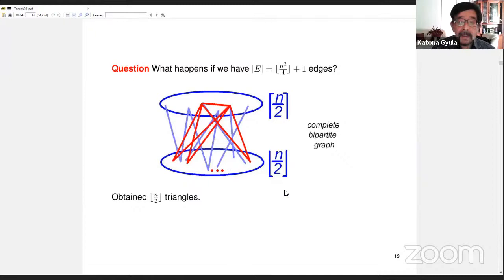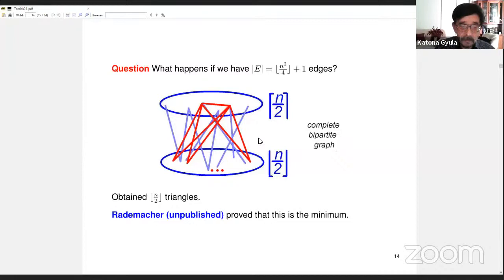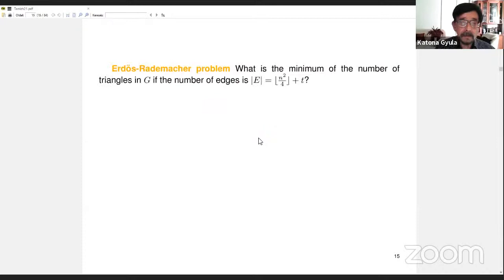But is it true that this is the minimum number? It's not necessarily the case that the optimal graph for Mantel's theorem should be optimal for this one, but Rademacher noticed that this is the minimum, but he didn't publish it. And many years later, Erdős started to study the problem. So the Erdős-Rademacher problem is: what is the minimum number of triangles in G if the number of edges is this? So we add t more edges.